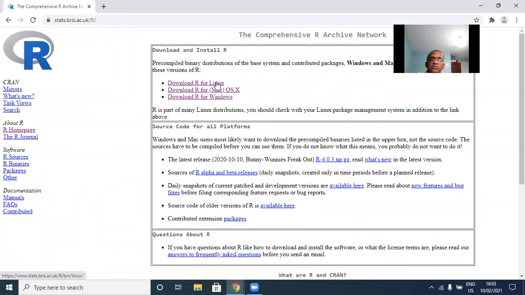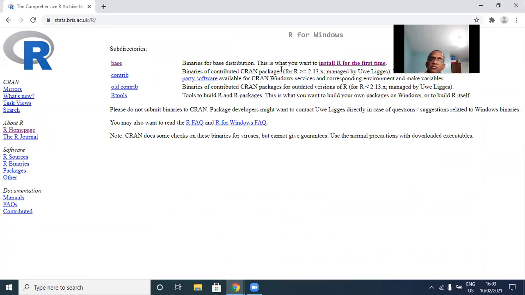Now on this page, you see there are three different links, right? The first link is to download R if you're using the Linux operating system. The second link is if you're using the Mac operating system. And the third link is if you're using the Windows operating system, right? Now I'm using Windows, so I will click on this link and it will take you to this page.